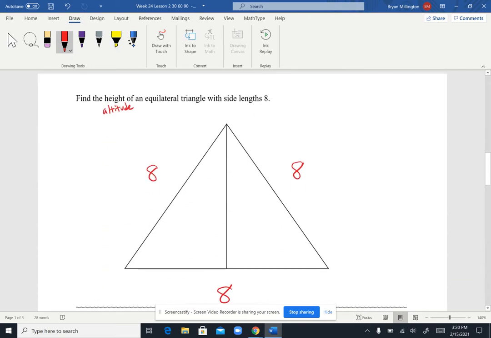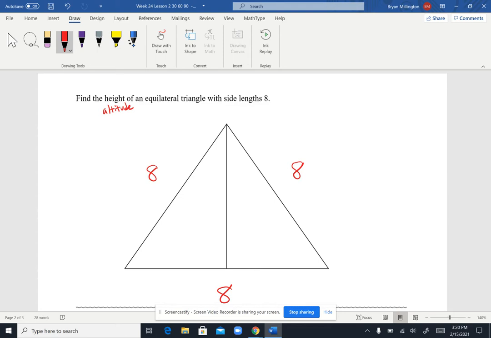Okay, so it says find the height of an equilateral triangle with sides of length 8. Go ahead and take a second and draw out an equilateral triangle. The sides of the triangle are all 8. They want us to find the height. We sometimes call that the altitude of a triangle. It's if you drop the segment from the vertex straight down perpendicular to the opposite side. That's the height of the triangle.